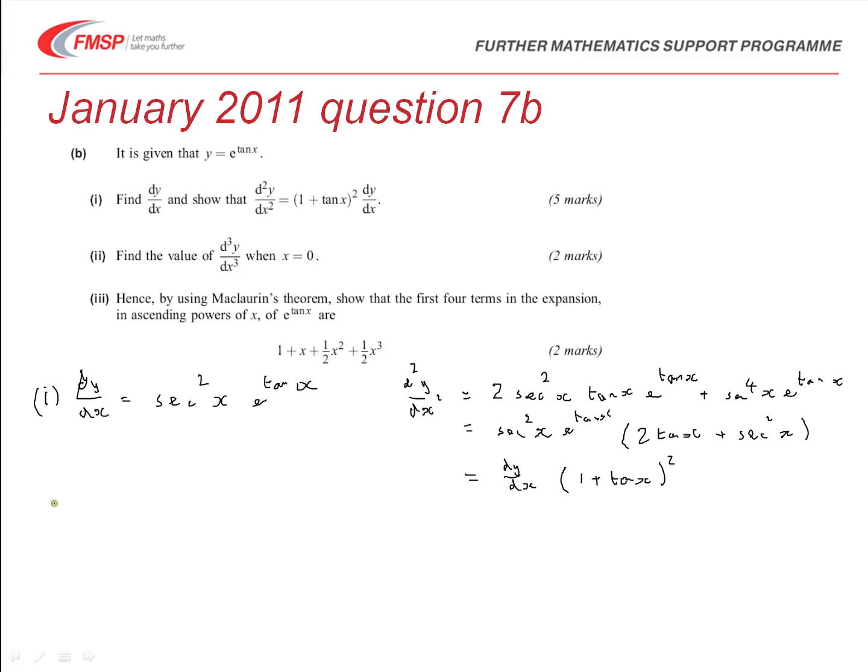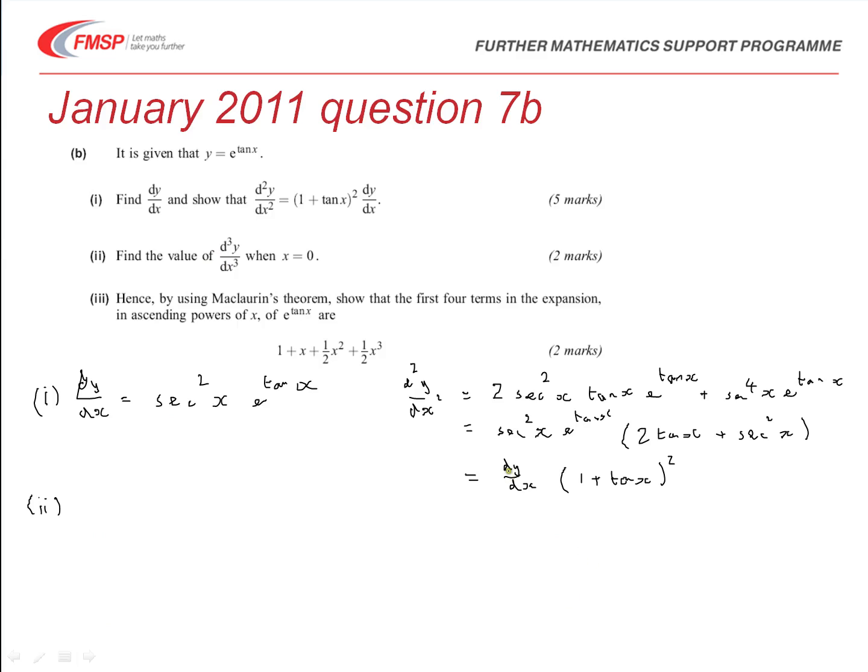Part 2, we've then got to find the value of d3y by dx to the power of 3. And where's the third differential? Yeah, much nicer way of saying it, wouldn't it?